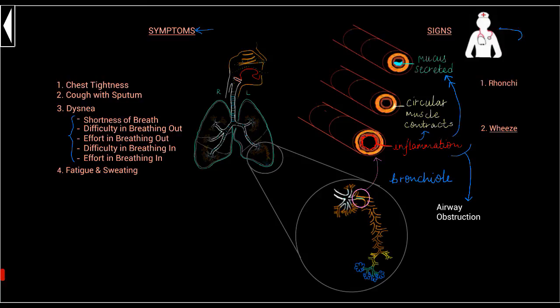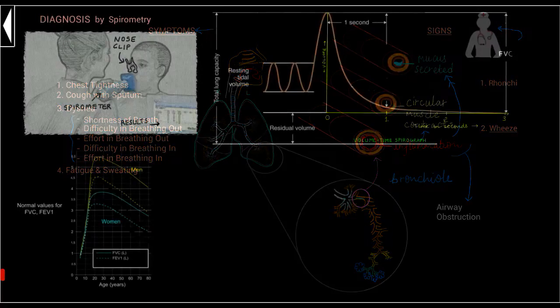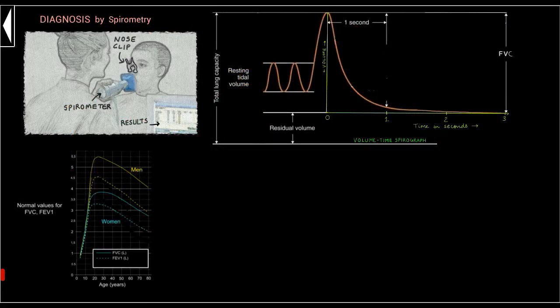And then there are two sounds produced from these airways. Number 1, rhonchi, number 2, wheeze. Now I will explain about everything in detail in our second video. For now, let's talk about diagnosis. Now, if full-blown signs and symptoms of asthma are present, a trial of treatment is usually started. But if the clinical assessment is uncertain, a test called spirometry is done to support the diagnosis.